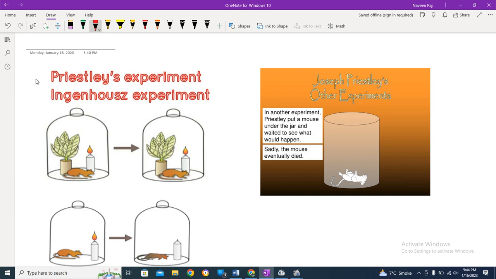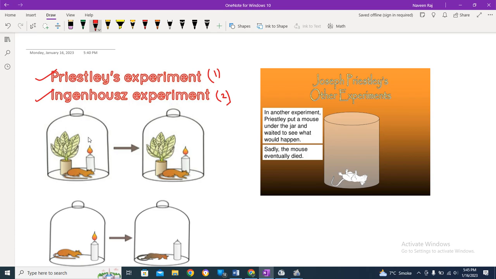We were looking into two experiments. Number one is Priestley's experiment, and number two is the Ingenhousz experiment. Both experiments are kind of similar, and this one is the first, which took place first. After Priestley's experiment, the system was remodified by Ingenhousz, and this experiment took place by Ingenhousz. Let's start without wasting time.